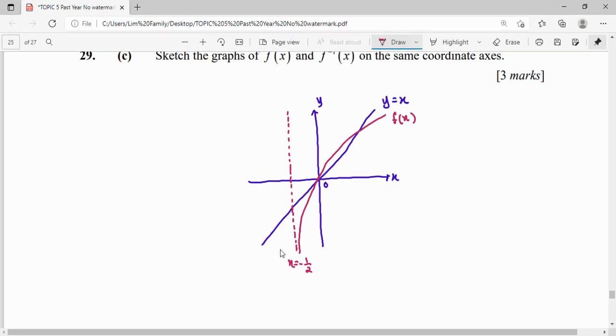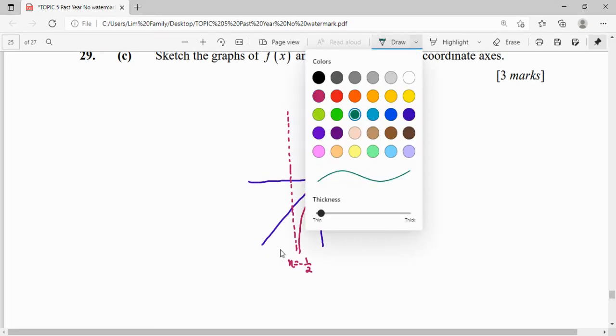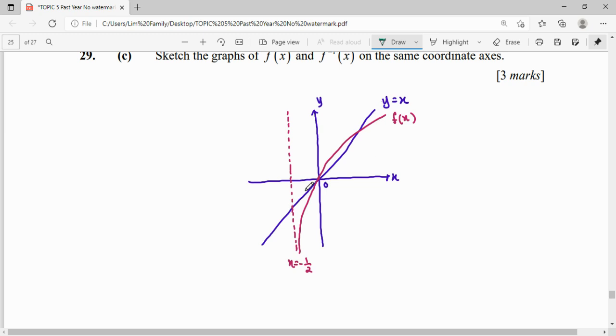So to draw out the inverse graph, we're going to reflect it using our reflection axis, which is y equals x. First of all, the vertical asymptote will be reflected to become a horizontal asymptote. Axis occurs here. And we label straight away, this is y equals negative 1 over 2. So the graph will be reflected here. So this is our f inverse.